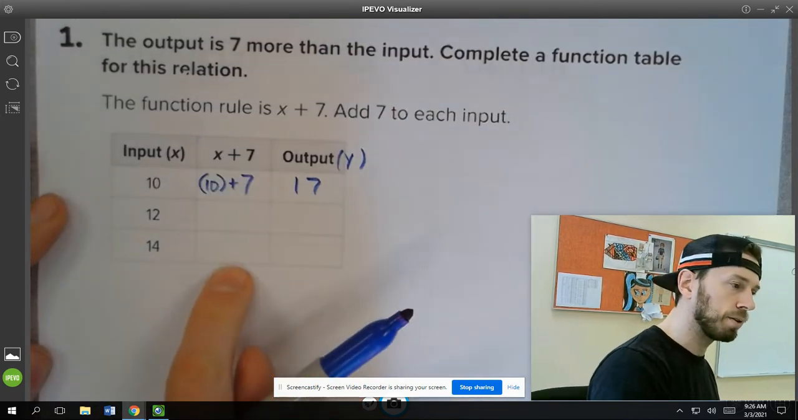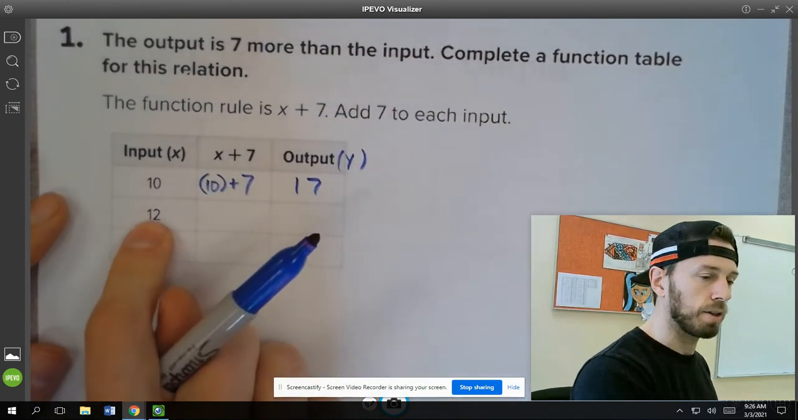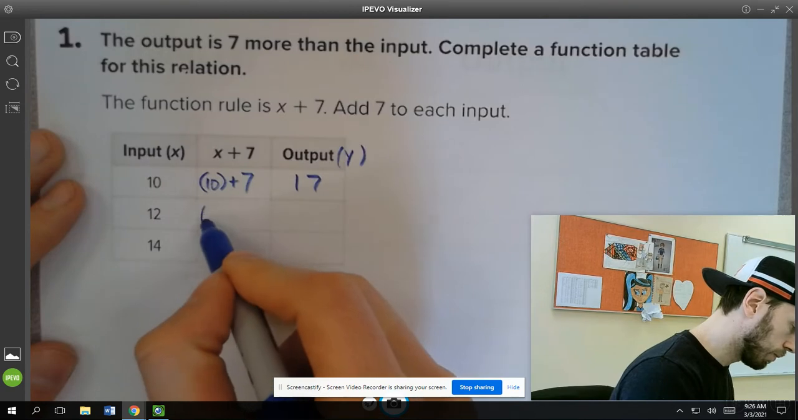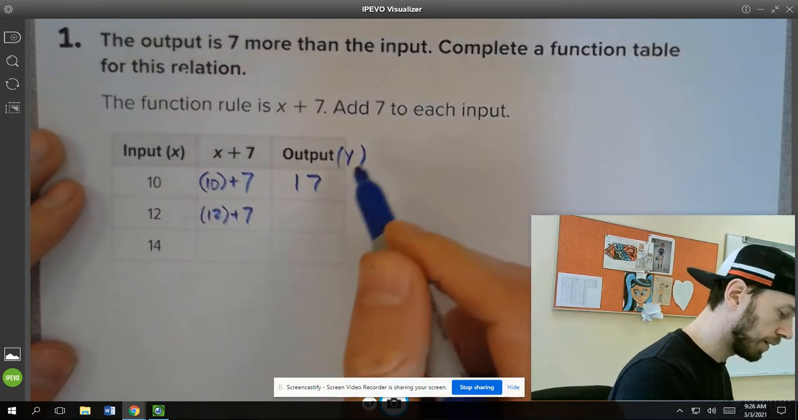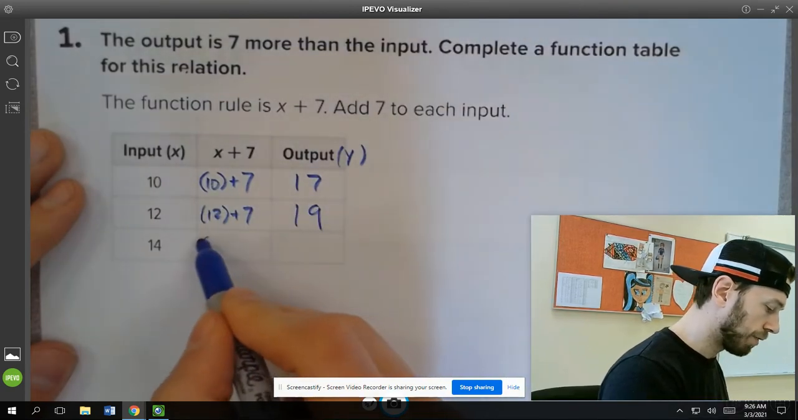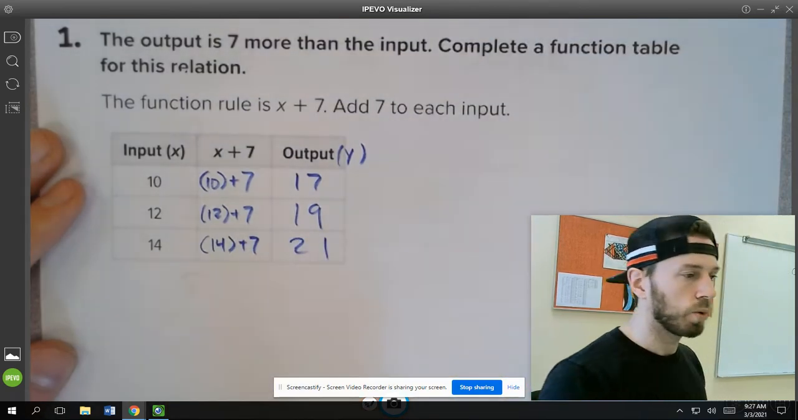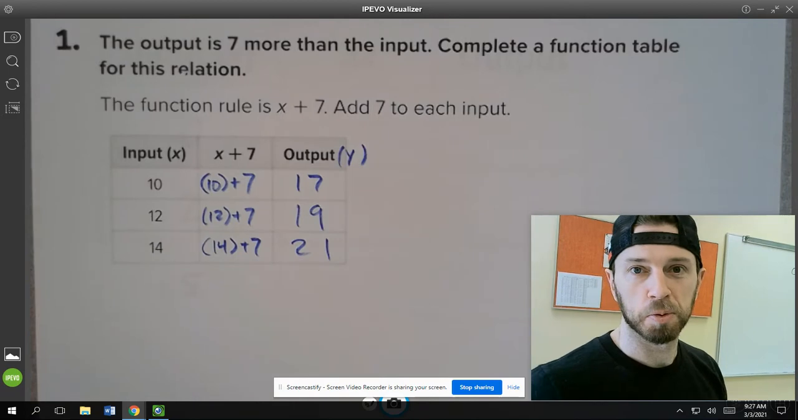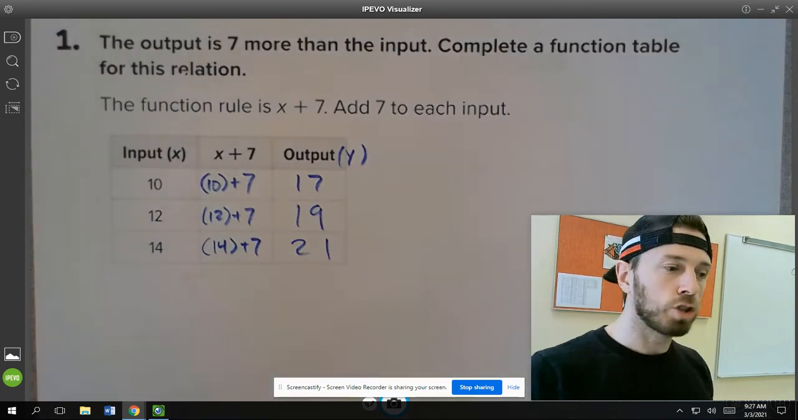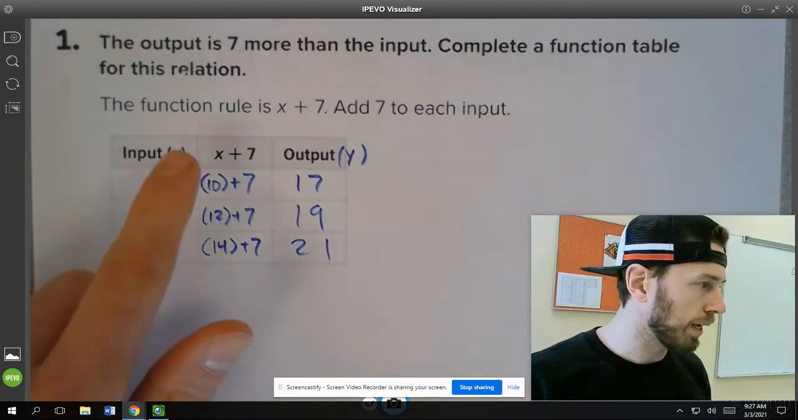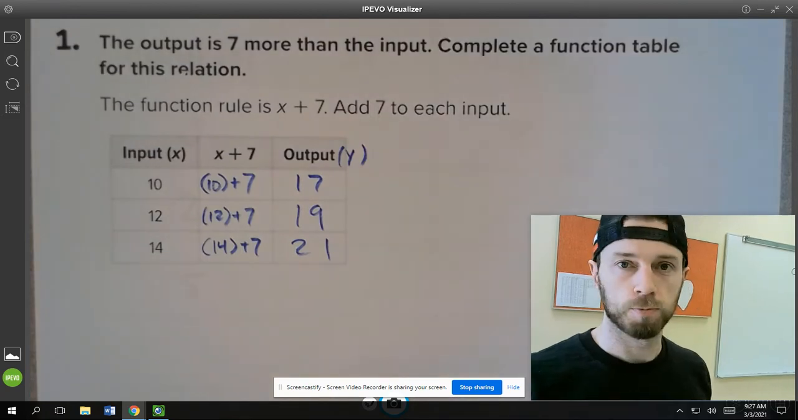And then we would go down through here and do this for all of these. If I tell you that the input is 12, then put 12 in here, and the output is 19. Or if the input is 14, it's 14 plus 7, and the output is 21. And that's how you fill in a function table. That's it. It's just like solving an expression, but doing it a bunch of times with a bunch of different numbers. That's really all there is to it.